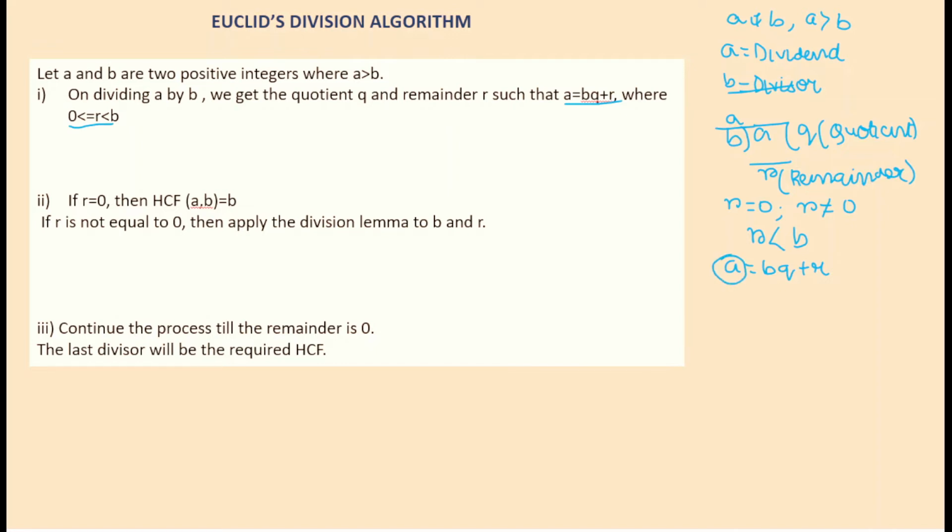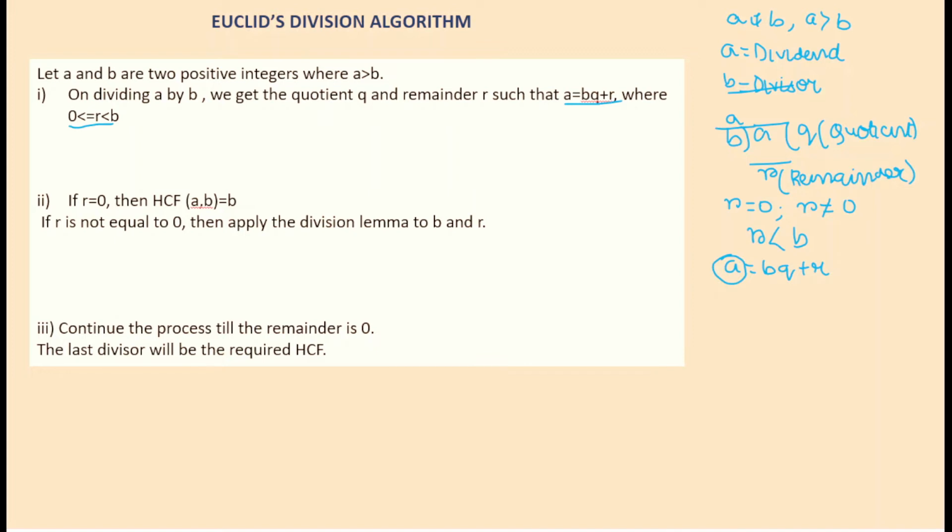The second step is, the remainder can have two possible values: either it can be 0 or R not equal to 0. If R equals 0, then HCF(A, B) equals B, that is, the HCF will be equal to the value of the divisor. If R is not equal to 0, then apply the division lemma to B and R. Continue the process till the remainder is 0. The last divisor will be the required HCF.